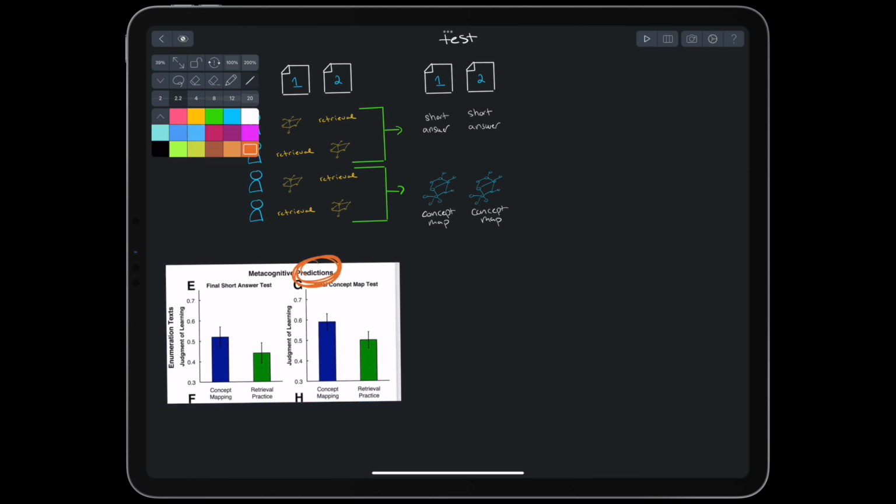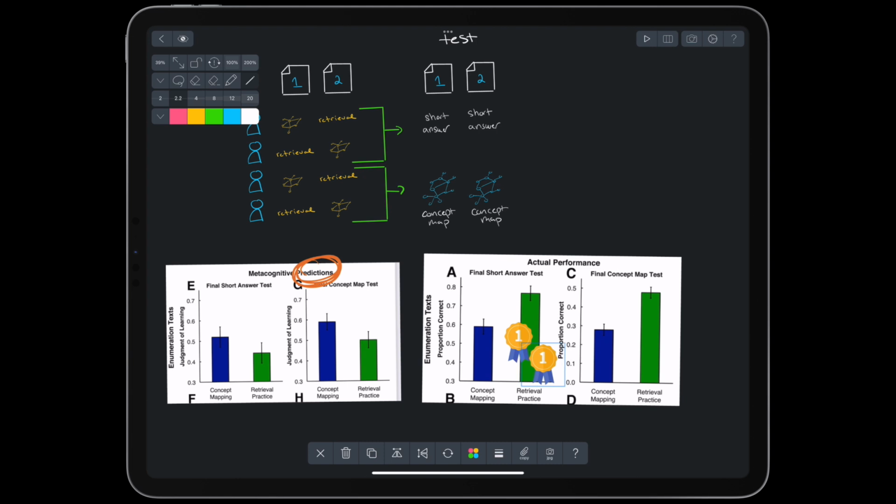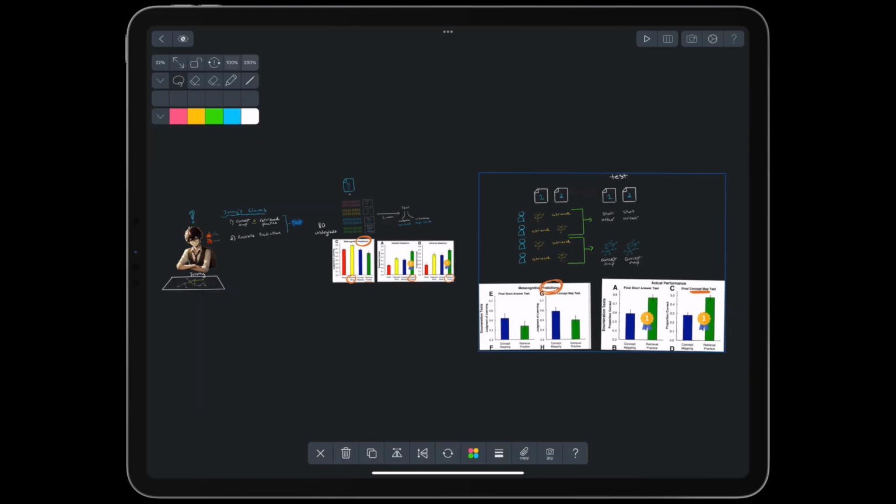Let's look at the predictions first. Again, those doing retrieval practice didn't think they'd do very well. Concept mappers were more confident. Can you guess the results? Retrieval practice comes out on top again. Amazingly, even for those tested by making a concept map, retrieval is still better.